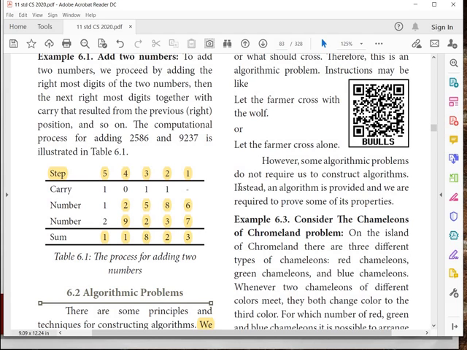However, some algorithmic problems do not require us to construct algorithms. Instead, an algorithm is provided and we are required to prove some of its properties. That means they will give a solution along with the question and the answer. Then we will decide the properties. Properties means the conditions that should be there to achieve a particular result.